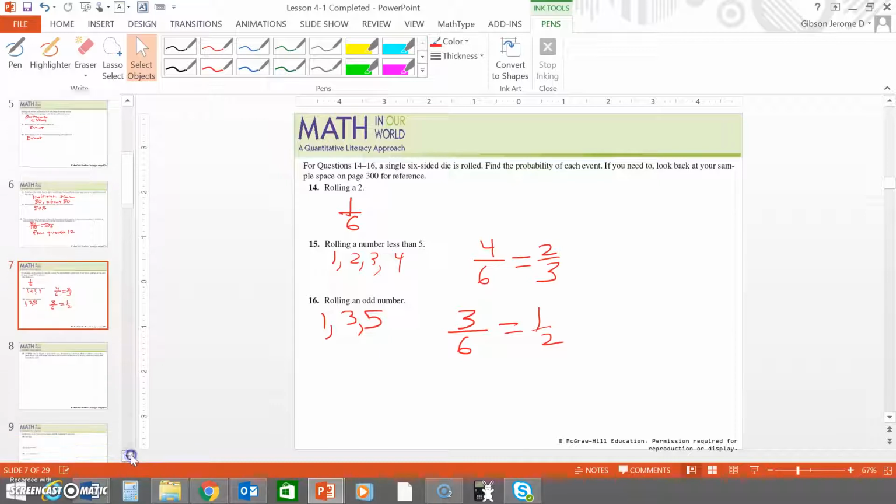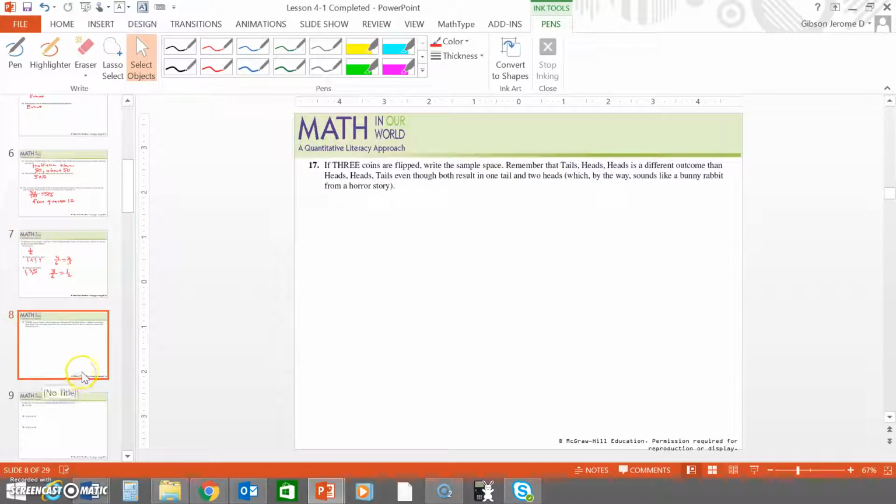Okay, now we go on to the next slide. Now number 17 is a little lengthier than the other problems as far as their directions. It says here, if 3 coins are flipped, write the sample space.